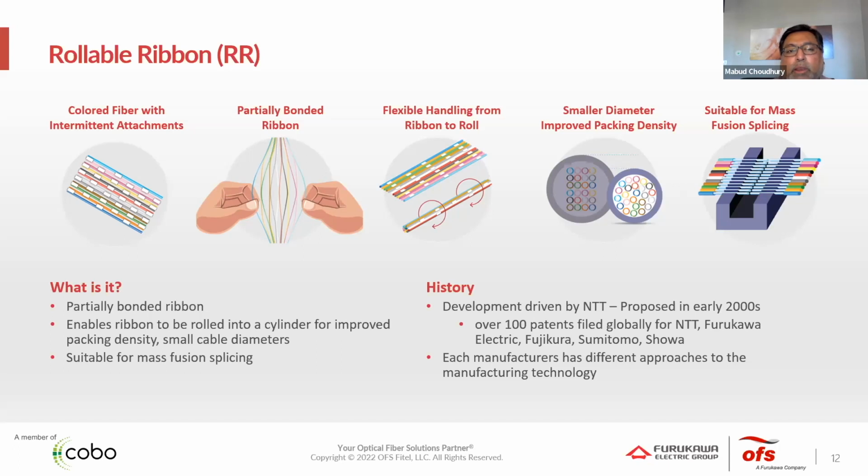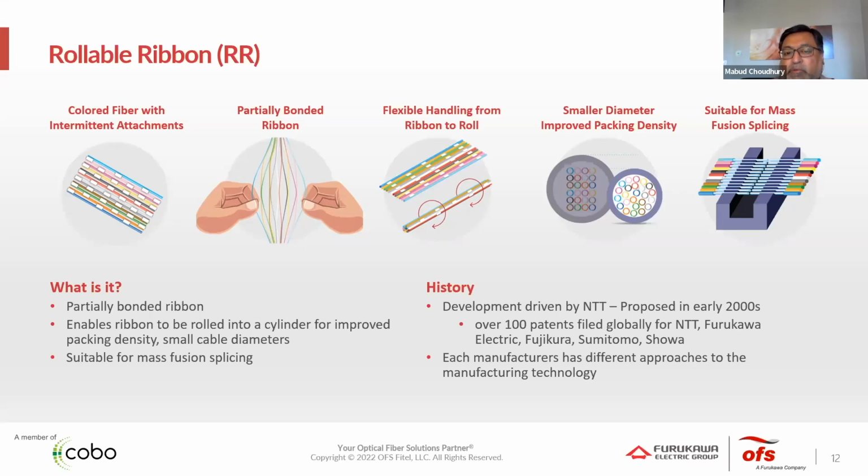And what's shown here is basically the concept, in this case a 12-colored ribbon fiber that's partially bonded. So instead of having a continuous bond, it's only intermittently bonded. So what that center diagram shows is that you can basically, with hand pressure, take that flat ribbon structure and roll it into a cylindrical shape. And that gives dramatic improvements in terms of packing density and in terms of a small cable diameter. So it's a high density application.